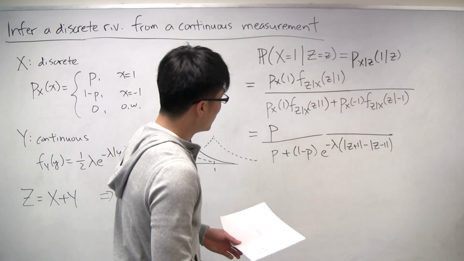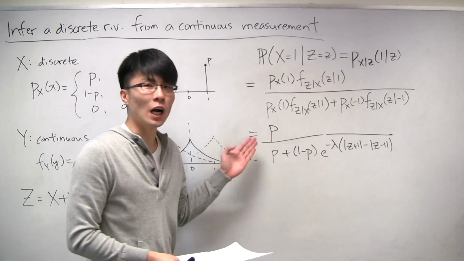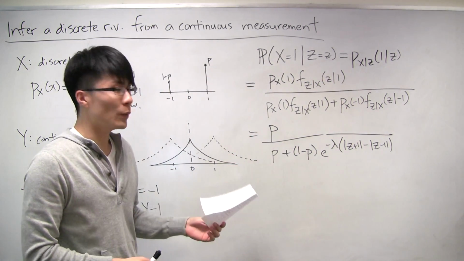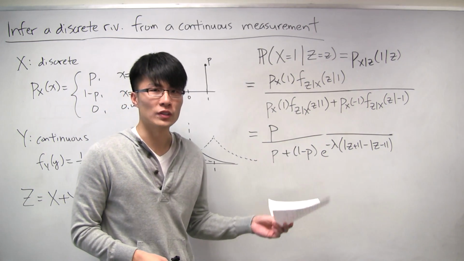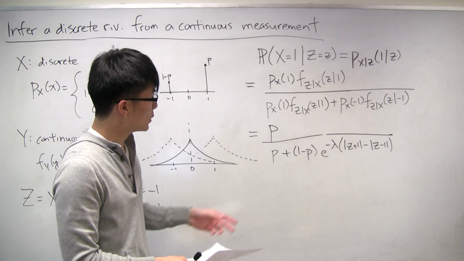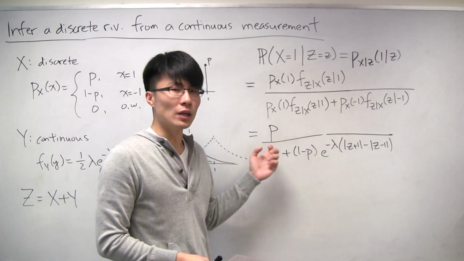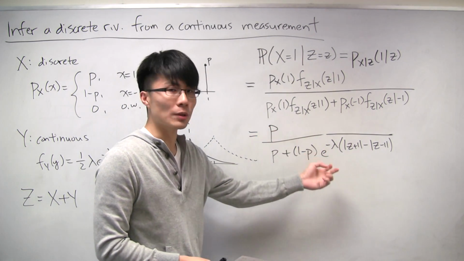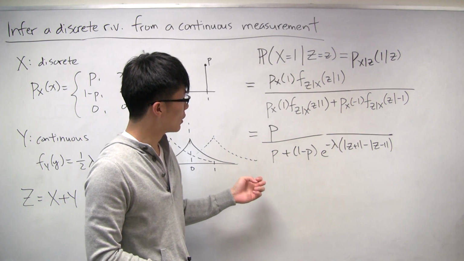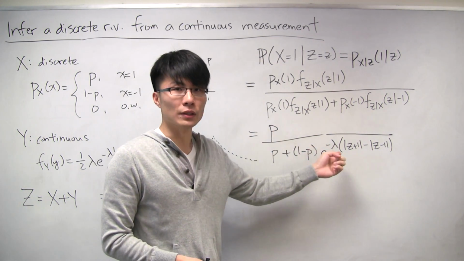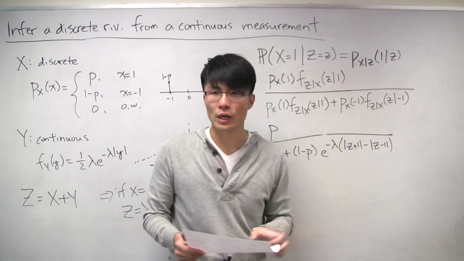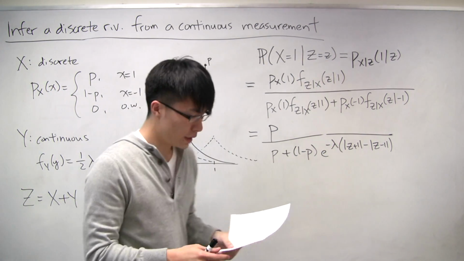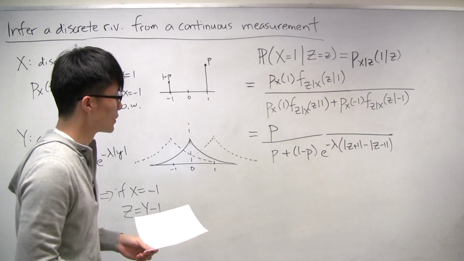And now the question is, are we comfortable with this answer? It always helps to try to interpret it a little bit, to make sure that it makes intuitive sense. And one way to do that is to try some of the limiting cases of what some of the parameters can be. So in this case, the parameters are p and lambda. p is the parameter related to x, and lambda is a parameter related to y. So let's try to see if it makes sense under some limiting cases.